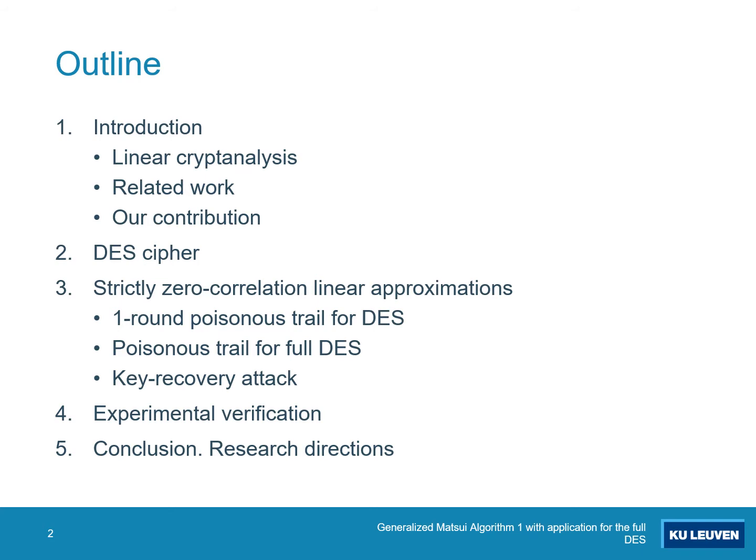In the third part, I will introduce the notions of poisonous rounds and of a strictly zero correlation linear approximation. Here, I will describe the approach that we took in order to obtain a poisonous trail for the full DES, together with the manner in which we use this property in designing a key recovery attack. The fourth section is reserved to our experimental verifications, while the last part will conclude the presentation.